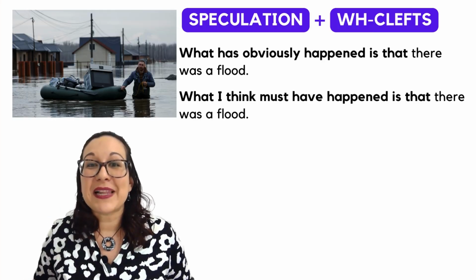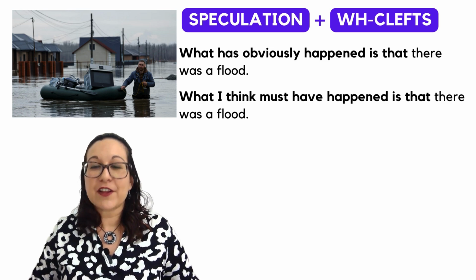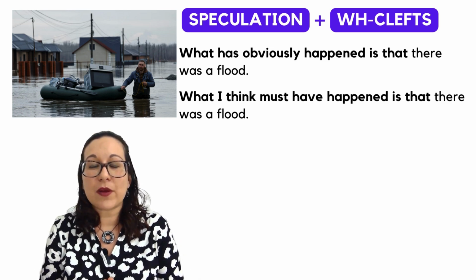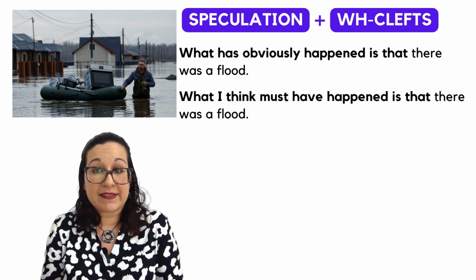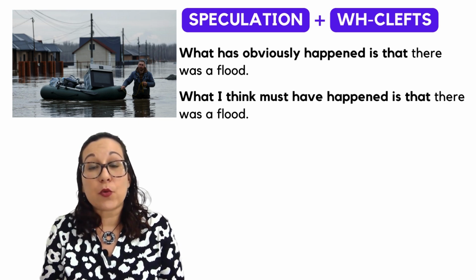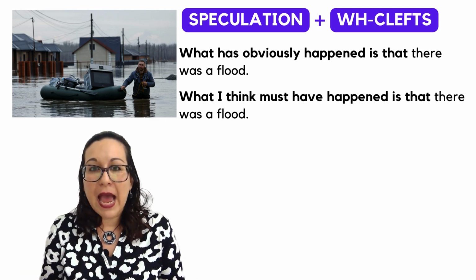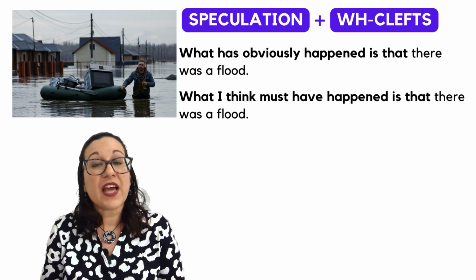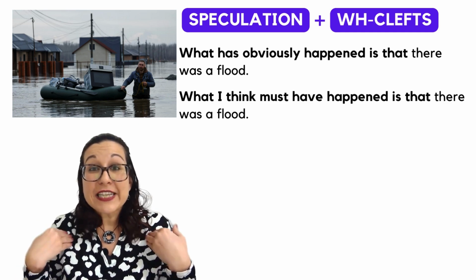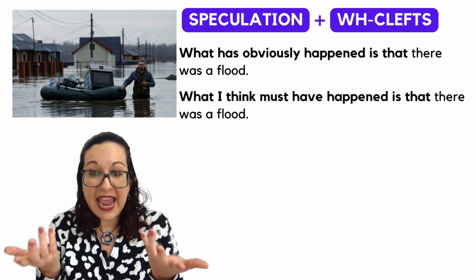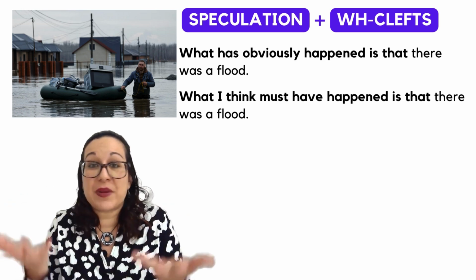Hopefully you have got some lovely examples, and if not, you can follow along with mine because we're just looking at some easy ones at the moment. So, what has obviously happened is that there was a flood. What I think must have happened is that there was a flood. So in both of these, I am really sure. I cannot think of any other things that could have resulted in a situation like this.